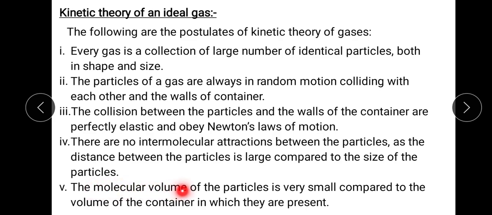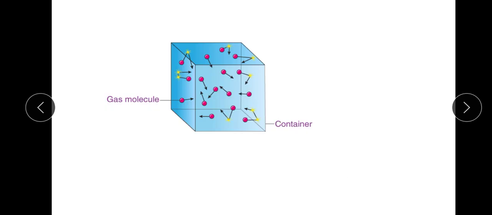Next, the molecular volume of the particles is very small compared to the volume of the container in which they are present. If you compare these red dots with the volume of this cube, the size of these molecules is very small compared to the size of this container. That is why the volume of a molecule is negligible compared to the volume of the container. So these are the postulates of the kinetic theory.